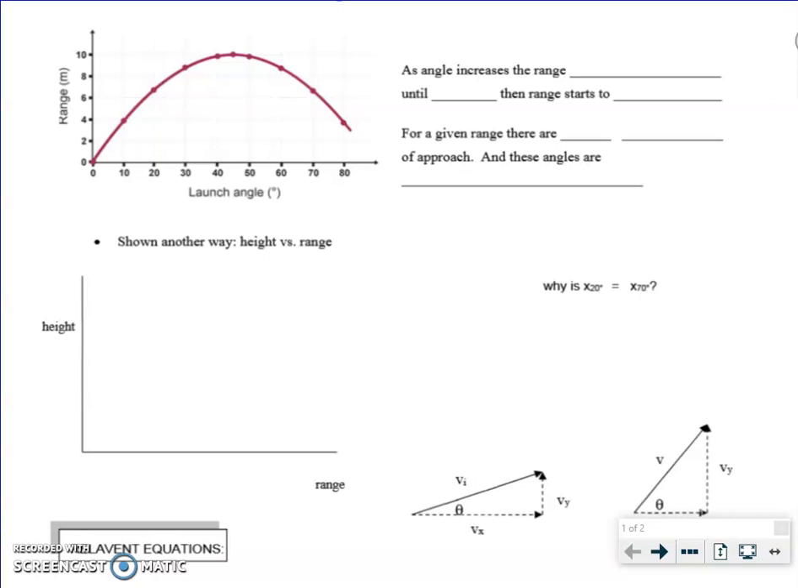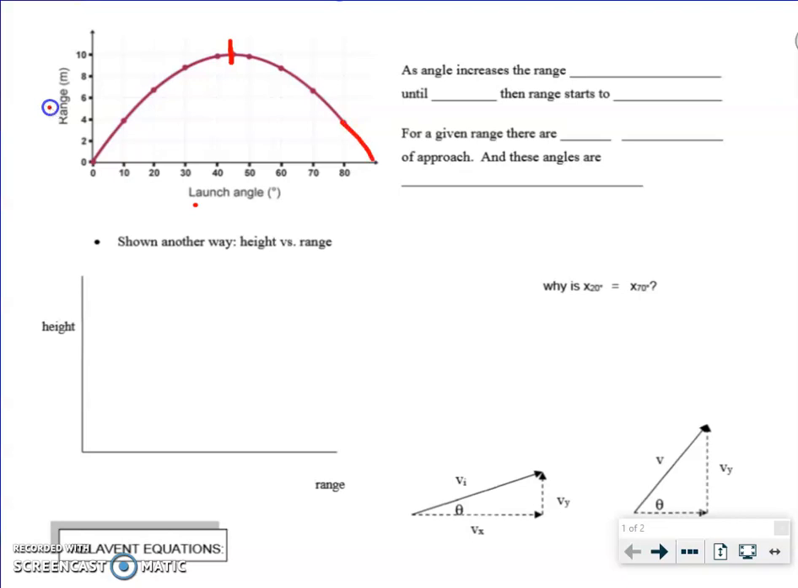So I've reproduced the graph you should have had from the lab, where I'm going to finish this, so at 90 degrees right there. All right, so the idea is when you launch something, the range continually increases to a peak, and then the range gets smaller and smaller and smaller. So that's an unusual graph. You might have called that parabolic in the lab. It's actually not parabolic. It's actually a sine curve, but you don't have to know that.